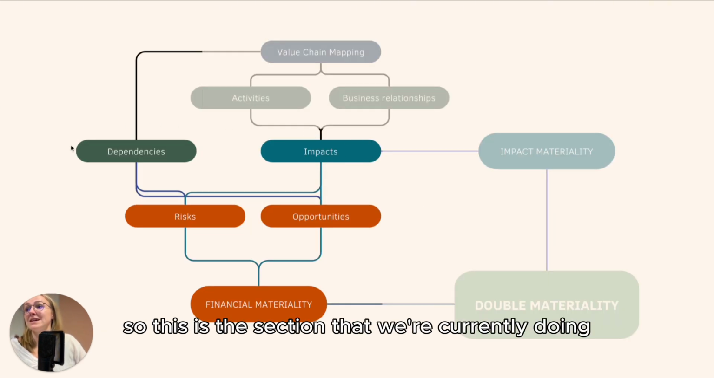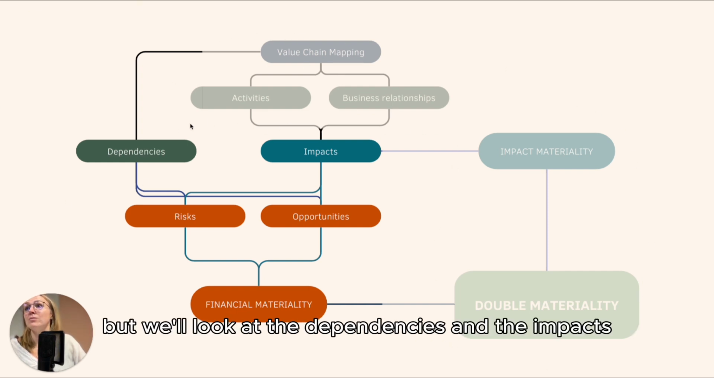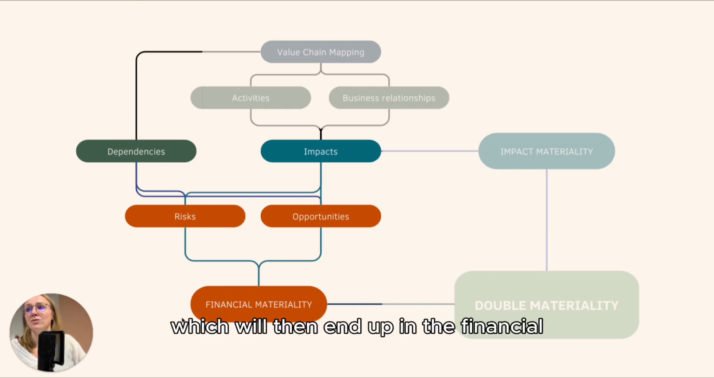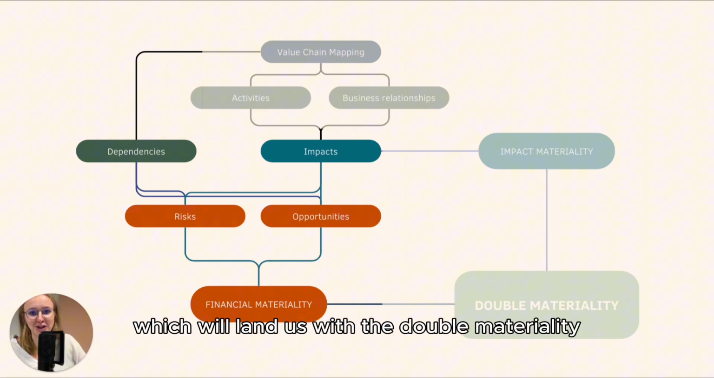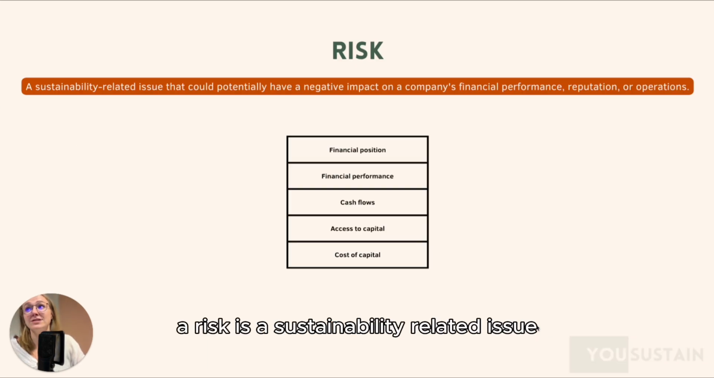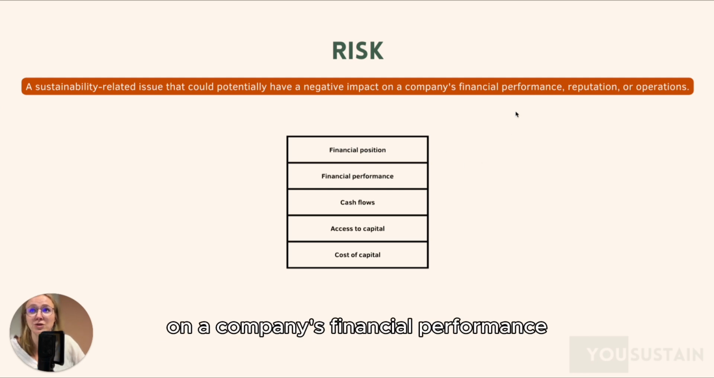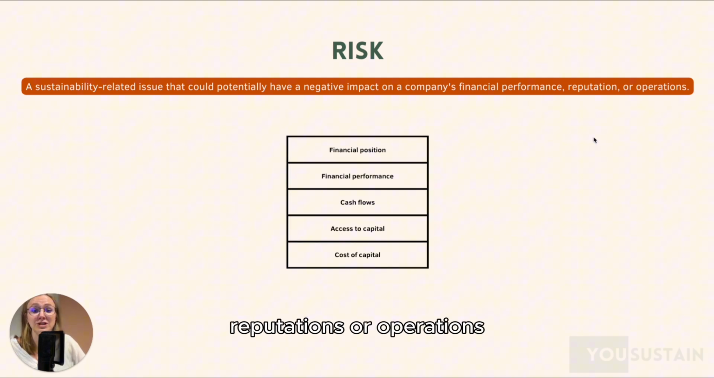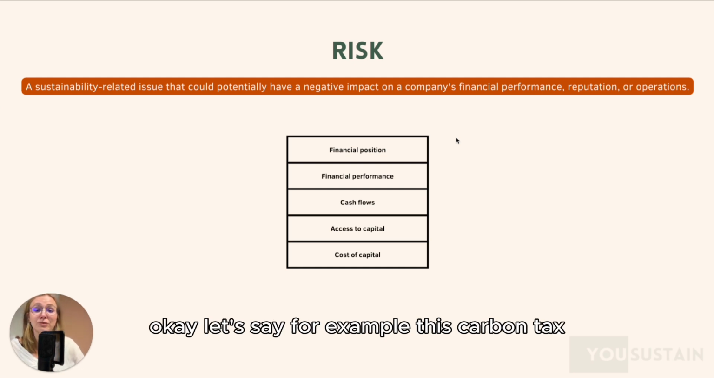So this is the section that we're currently doing, because we have done the whole impact section here, which is great. Now we'll look at the dependencies and the impacts to estimate risks and opportunities, which will then end up in the financial materiality section, which will land us with the double materiality in the end. A risk is a sustainability-related issue that could potentially have a negative impact on a company's financial performance, reputation, or operations.